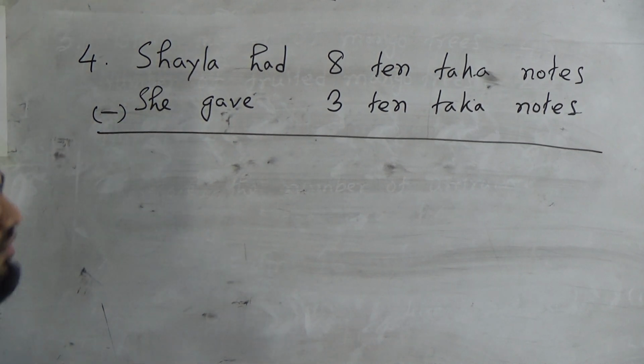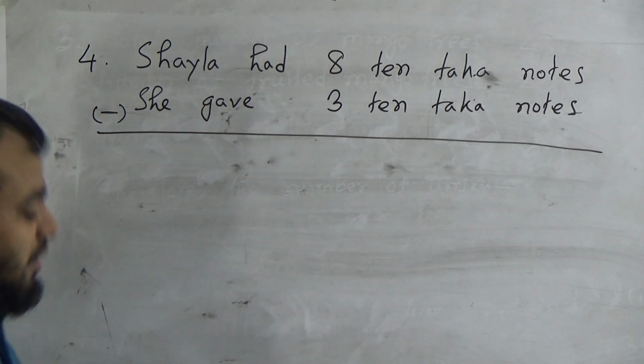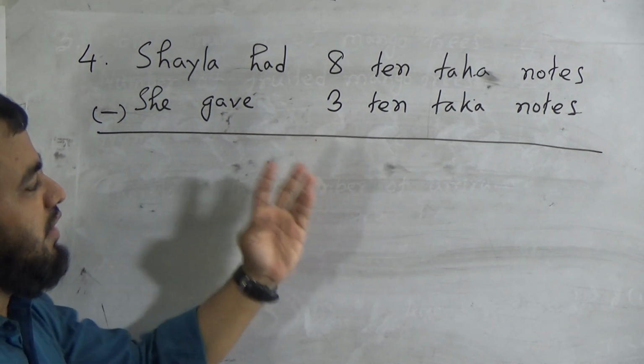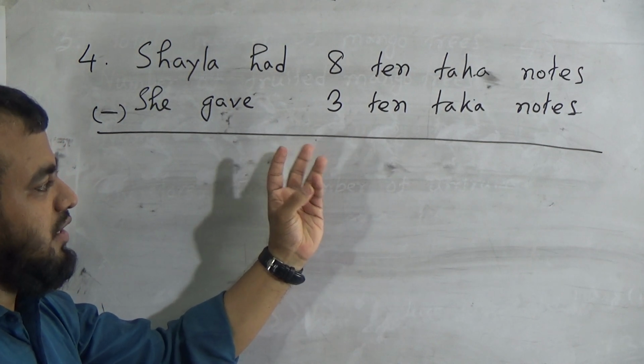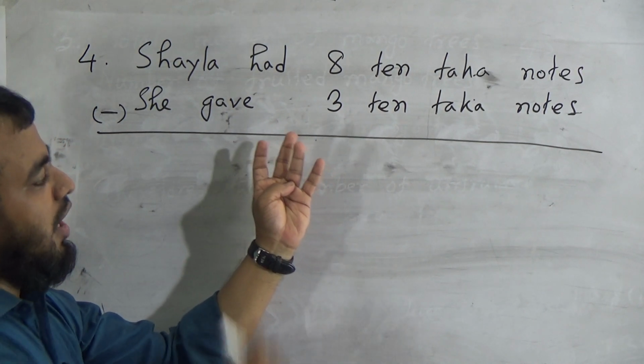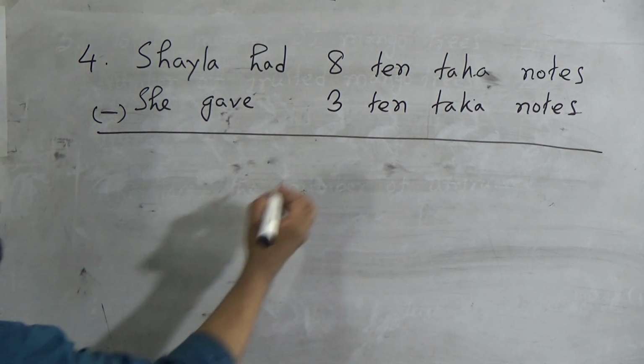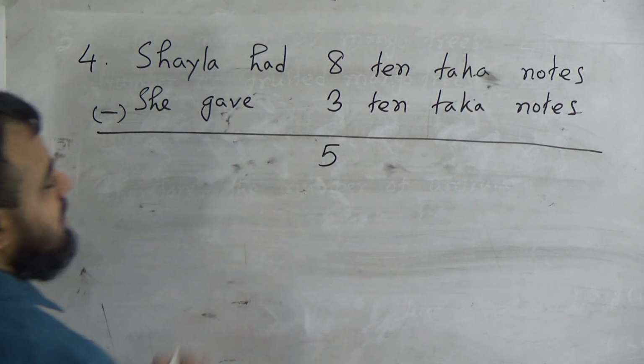Okay, now we should subtract 3 from 8. To subtract 3 from 8, we need to count up to 8 from 3. Okay, now 3, then 4, 5, 6, 7, 8. Then stop. How much is this? It's 1, 2, 3, 4, 5. That means 5 will be here. When we subtract 3 from 8, we will get 5.